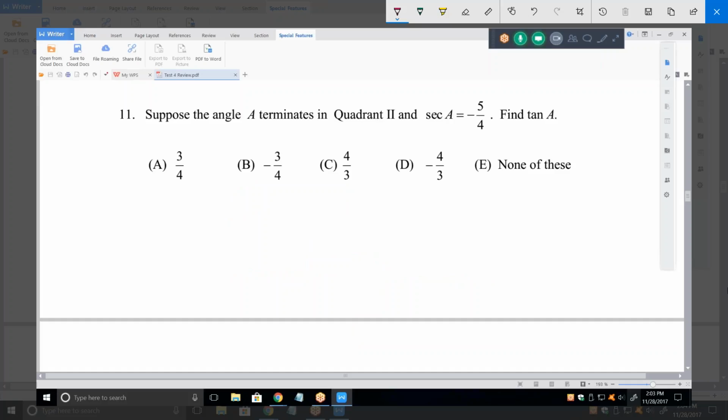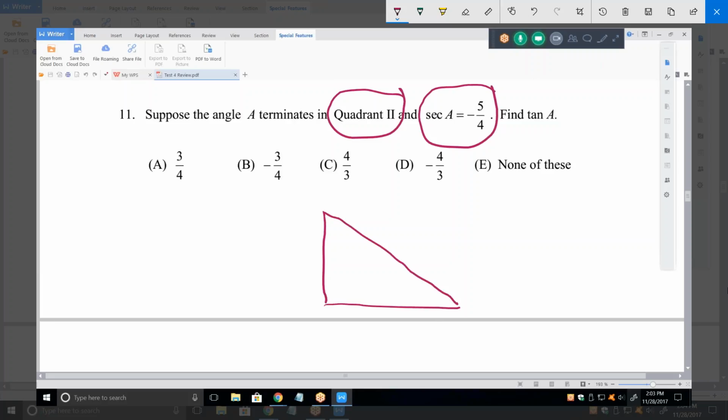When they give you a trig function and they tell you what quadrant it's in, then first step is always what? Always. You don't draw the unit circle. What do you do? Check the sign. You draw a triangle. And you label the angle that they're talking about.